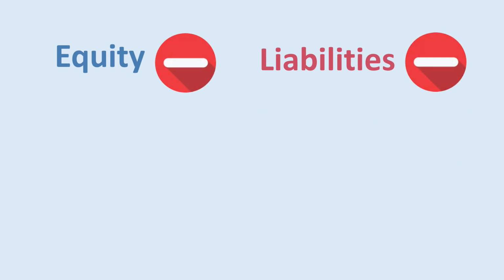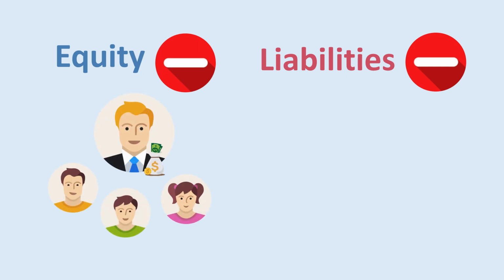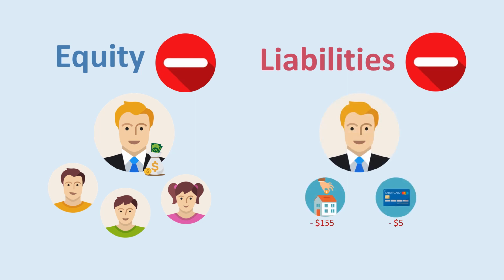Just remember for now that in accounting both equity and liabilities have minus signs because they represent money owed, either to ourselves or our heirs, which is equity, or to external parties like banks or credit card companies, and these are the liabilities. So the key message here is, in the language of accounting, both equity and liabilities have minus signs because they simply represent money owed.